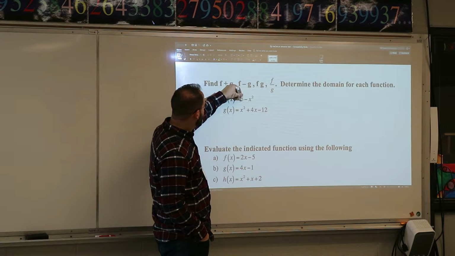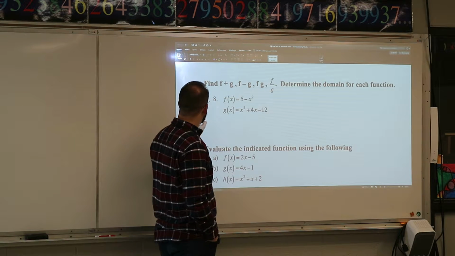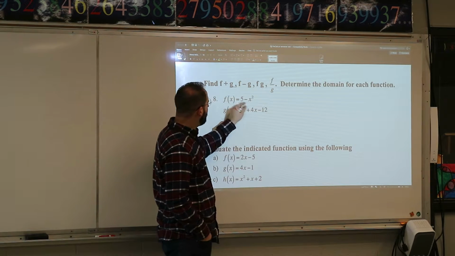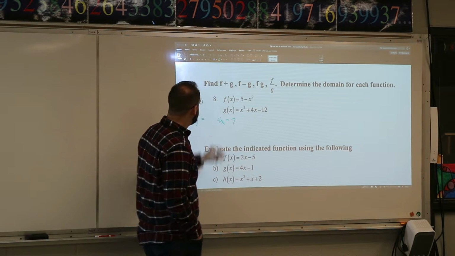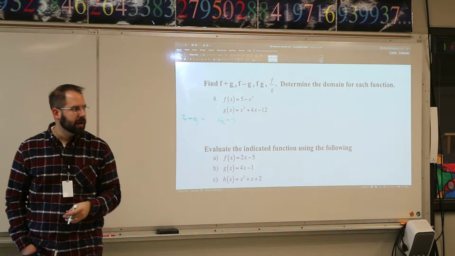5 and negative 12, so that makes what? Negative 7. It's 5 and negative 12. What about the x squared and negative x squared? Those are canceled, and we're left with the 4x. That's what you get when you add them together. Boom. It's real quick.